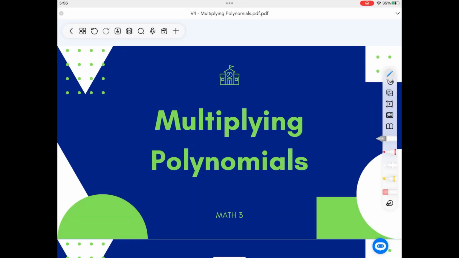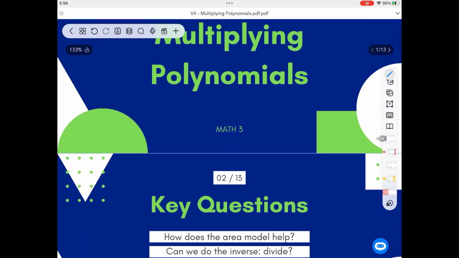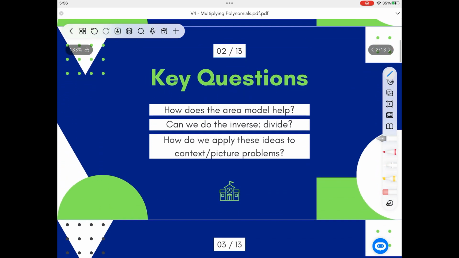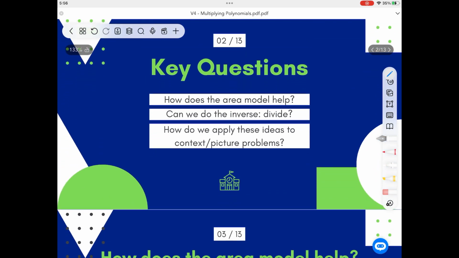So we're going to begin by looking at how we can go through the process of multiplying polynomials and focusing on our key questions. First, how can we use the area model to help us as we need to multiply polynomials? Can we follow that up and see about using an area model to also do an inverse operation, so the opposite of multiplying, which would be dividing?